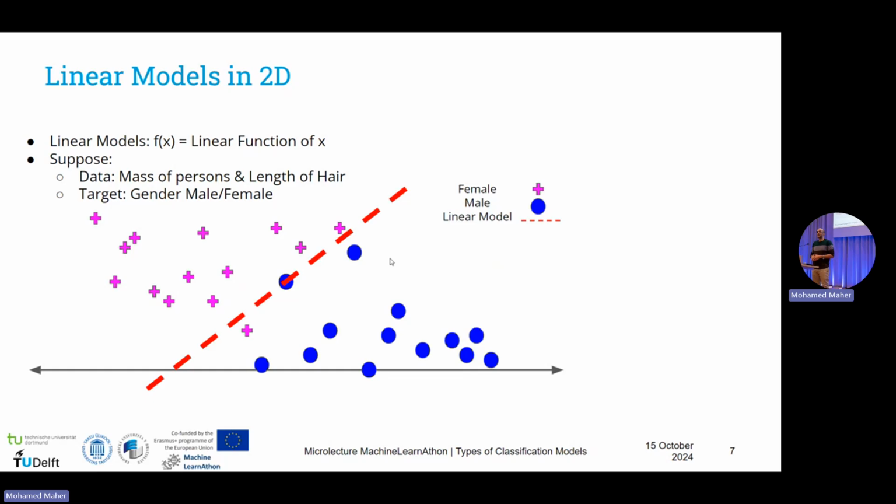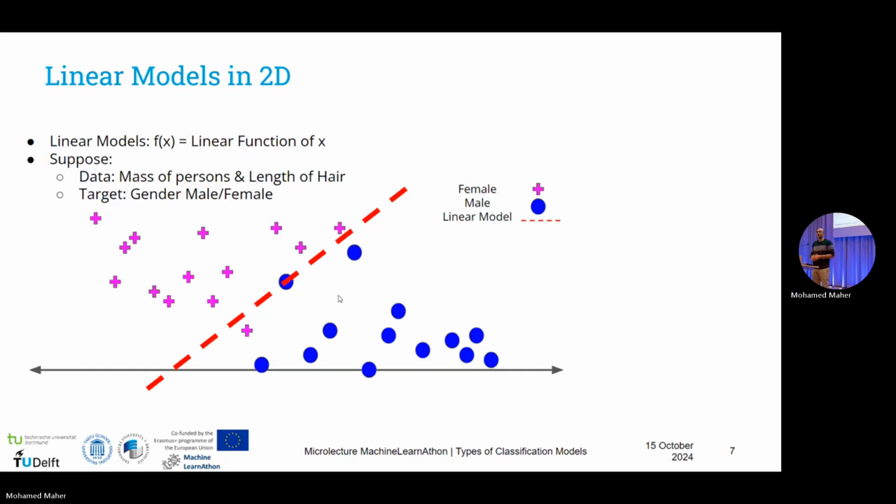If we add one more feature over the mass, which is the length of hair, we have the mass on the x-axis, length of hair on the y-axis, and the target remains male or female. In this case, the linear model would be a linear combination between a weight for the mass and a weight for the length of hair. The linear model separating these two classes is going to be something like that. So it's a straight line, not just a threshold, separating the two classes. Of course, it can make some misclassifications like this example, but it separates the two classes as much as we can.